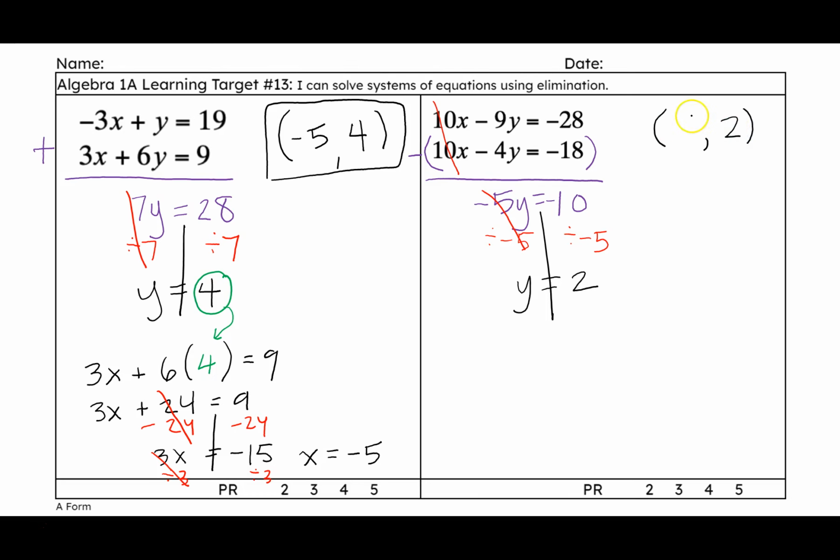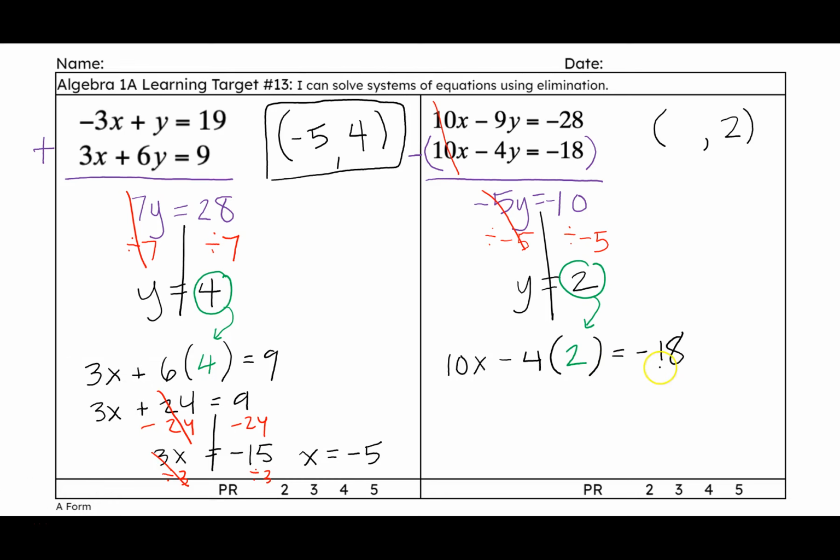Now I've got to figure out what x is. But again, you can pick either of these original equations and just put 2 in for y to solve for x. I'm going to pick the bottom one because I guess 4 is smaller than the 9. Doesn't really matter whichever one you pick. The original bottom one was 10x take away 4 times y equals negative 18. But now I know what I'm going to use for y: 2. All right, let's clean this up a little bit and solve for our x.